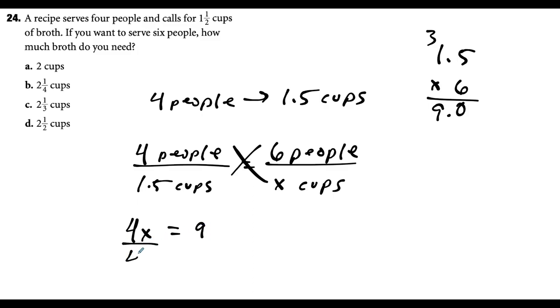And now I just got to divide by 4. And I'm in business. X equals 4 goes into 9 twice with 1 left over. So I get 2 and 1/4. And that's going to be choice B.